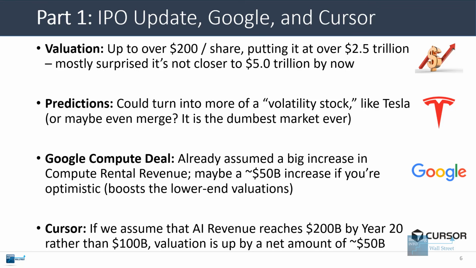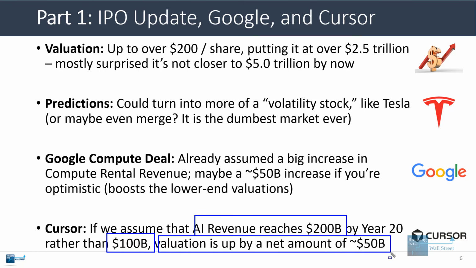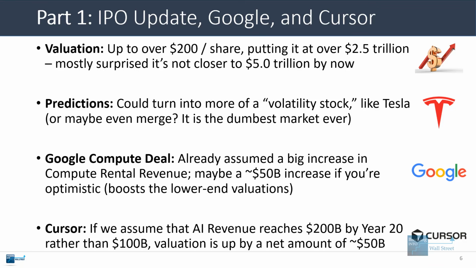As far as the Cursor deal, they just announced this acquisition of Cursor today, and I have my estimate here that if we assume that the AI revenue as a result of this reaches 200 billion by year 20, so about double what I assumed in the optimistic case here, that implies that the valuation could be up by around 50 billion. It goes up by more than this, but you also have to subtract the 60 billion that they're spending to acquire Cursor in the first place. And if you do that, the net amount is somewhere in this range. So the bottom line is that these changes do positively impact the valuation, but we don't know that much about the full margins on them or the cash flow profiles.